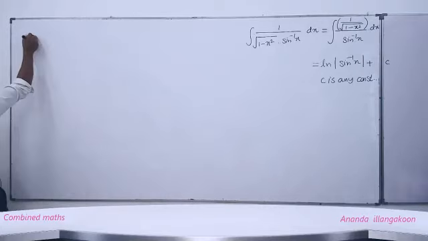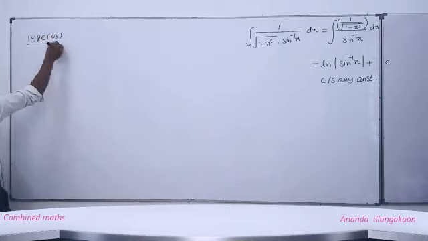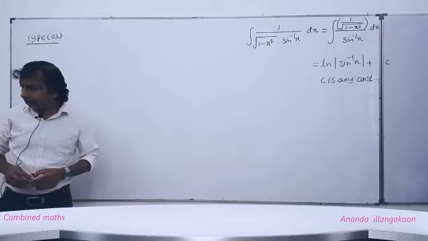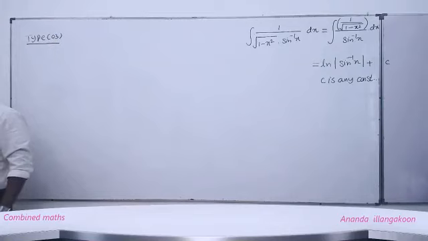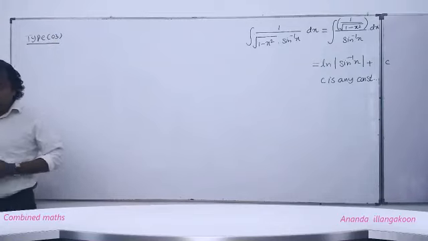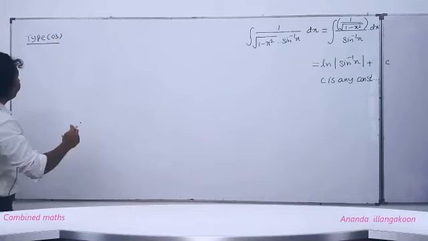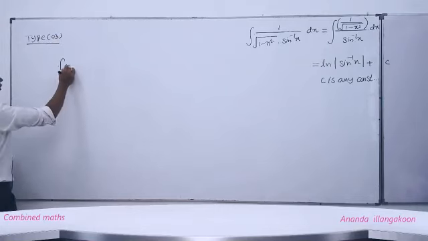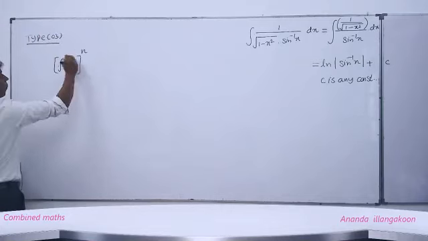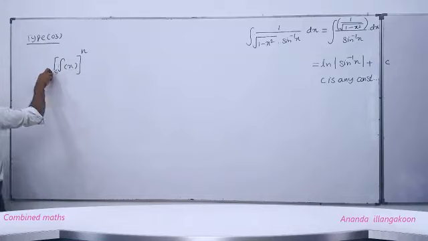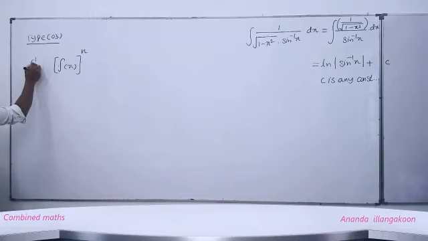Type 3, next one. Under this type 3, people, we are supposed to discuss this kind of integrand. We have a function f(x) with power n. It is multiplied by the derivative of this f(x). The derivative of f(x) we usually write as f dash x.